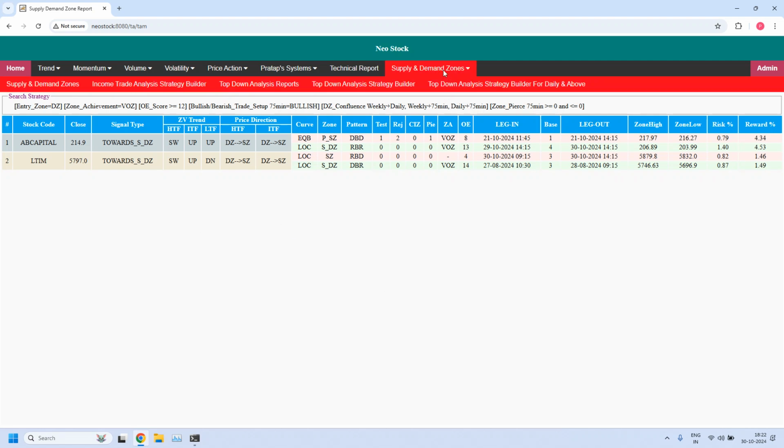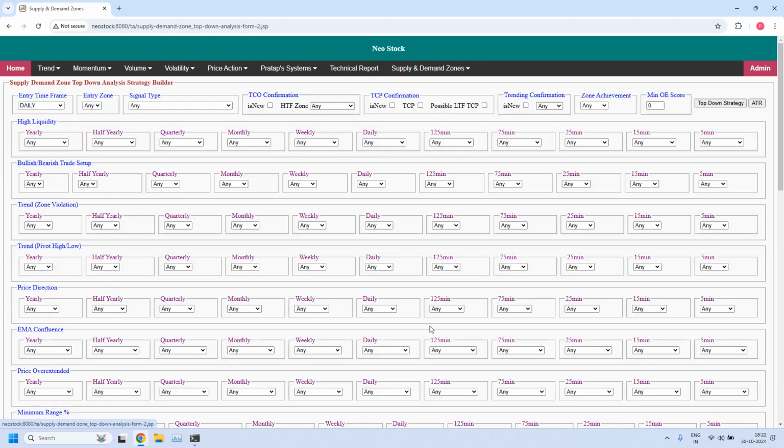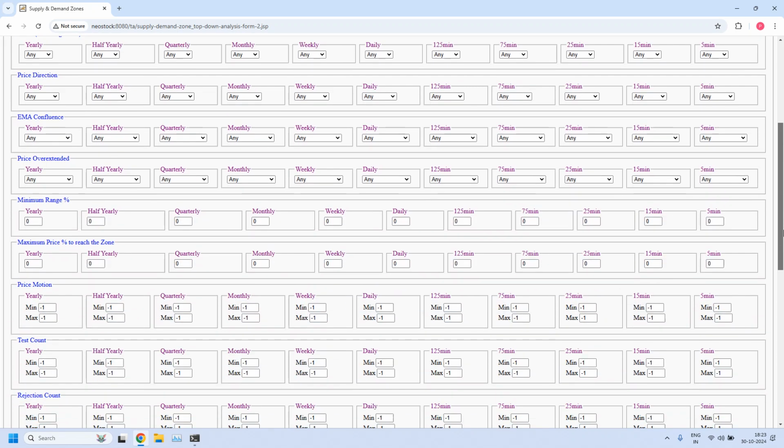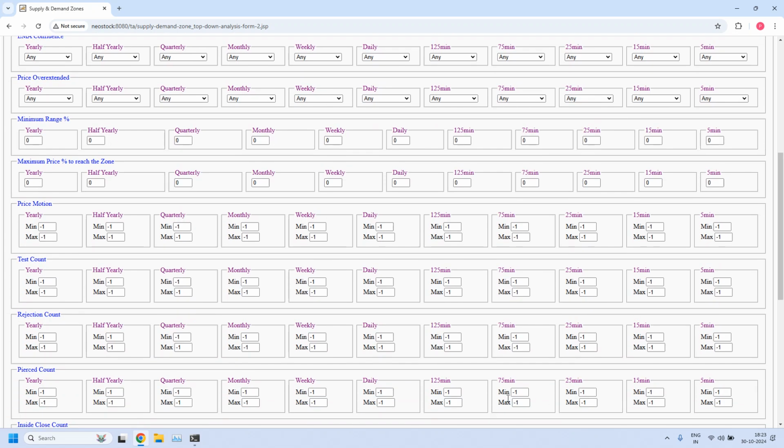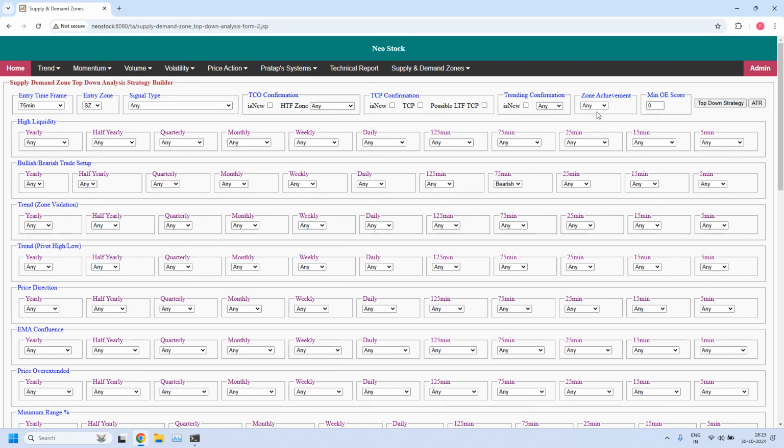Okay, next let us look for a bearish trade setup for weekly income trade, entry time frame 75 minutes, entry zone, supply zone. Bullish or bearish trade setup at 75 minutes, I am selecting bearish. The 75 minutes supply zone should not be pierced, so in the pierced count at 75 minutes, minimum value 0, maximum value 0. And zone achievement violated opposing zone, minimum order enhance score 12. All the 3 filters are applied to the 75 minutes supply zone.